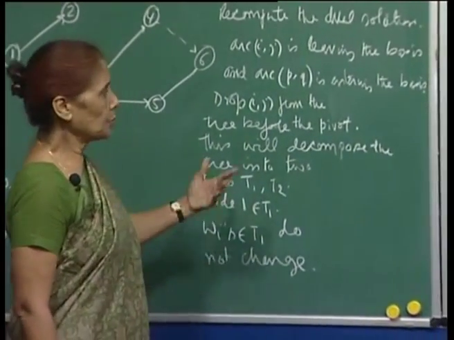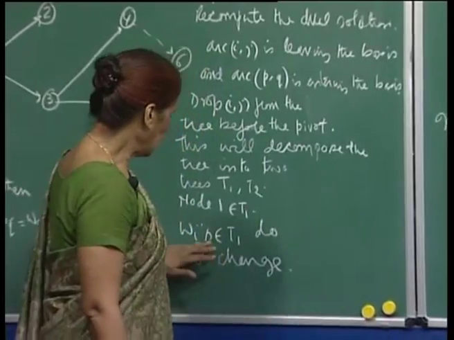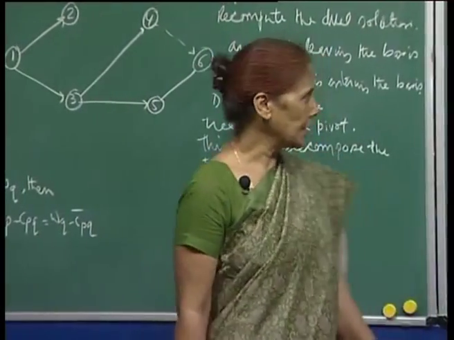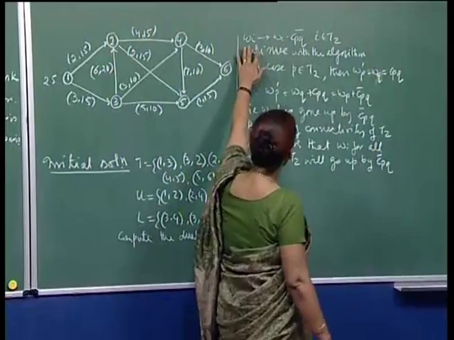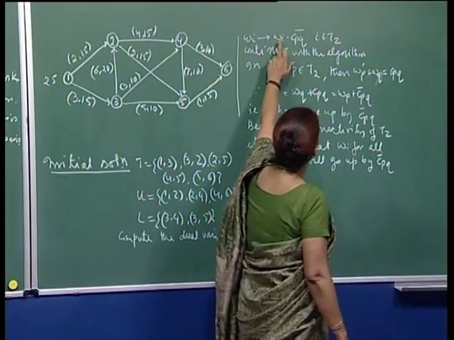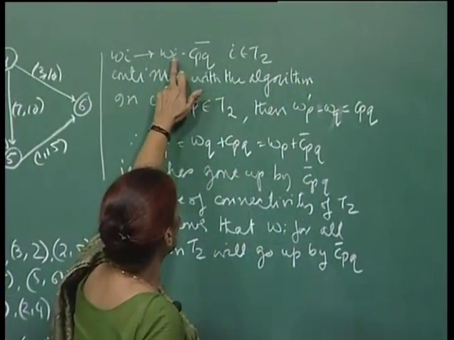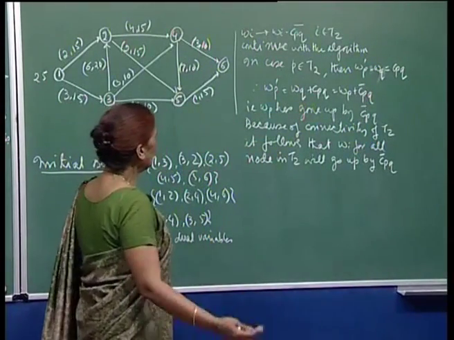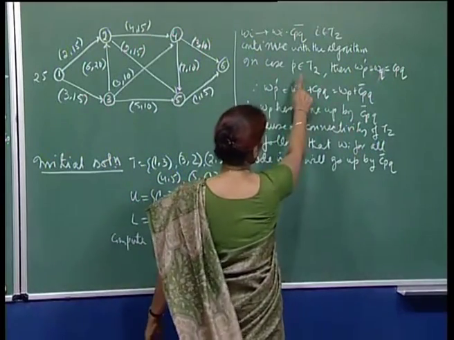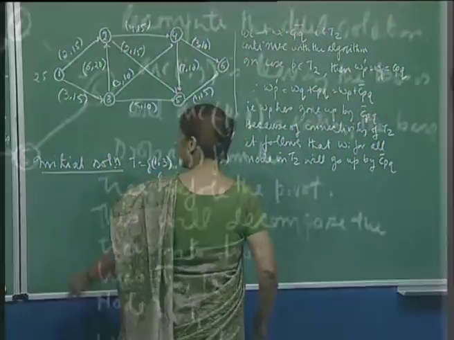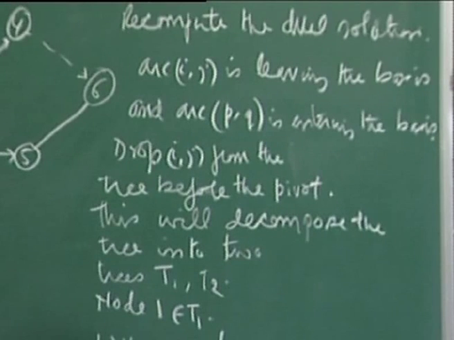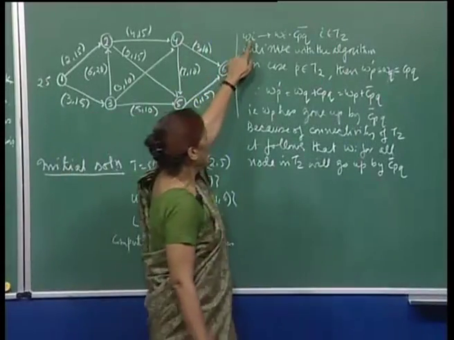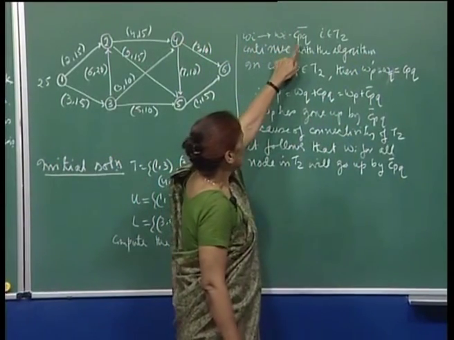Now, to recompute the dual solution, I am giving you a simple formula. The Wi's in T1 will not change; it is only the Wi's for the nodes in T2 which will change. For i in T2, the calculation I have already shown you: Wi will reduce by C̄PQ. So the new Wi would be Wi minus C̄PQ. Of course, we will continue with the algorithm. But the arc PQ is coming into the basis, so either node P belongs to T2 or node Q does. In case node Q belongs to T2, we update the corresponding dual value by Wi minus C̄PQ.